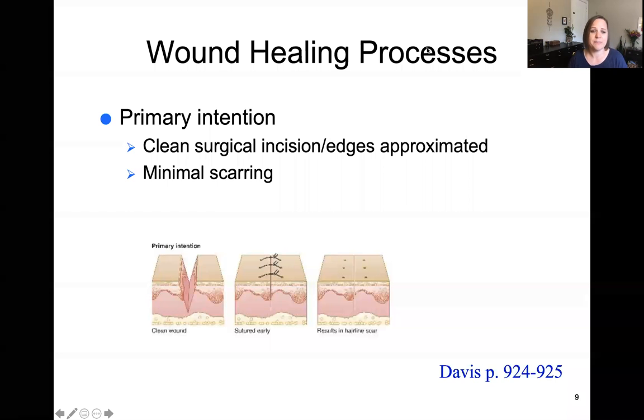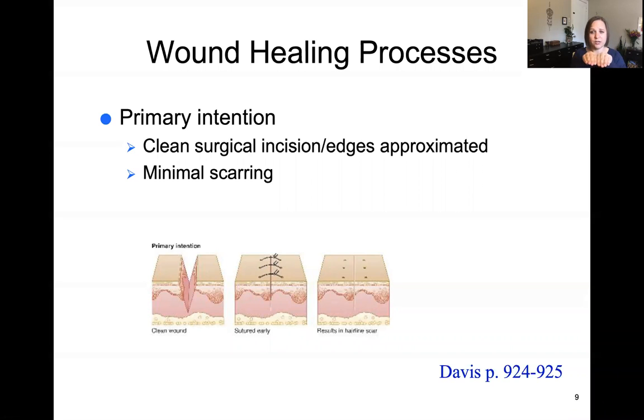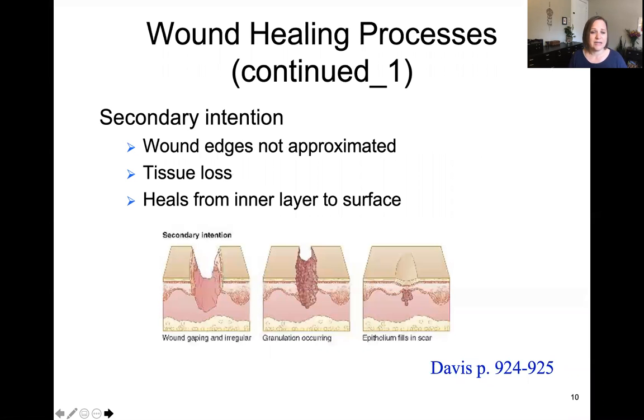So you see here an example of primary intention. It's a clean surgical incision and the edges are approximated, meaning close together, right next to each other. And primary intention really has minimal scarring. And so you can have sutures that really help approximate those wound edges to allow the wound healing to happen. That's primary intention.